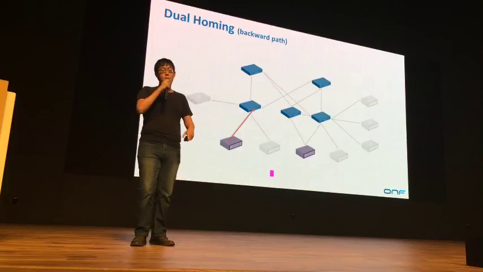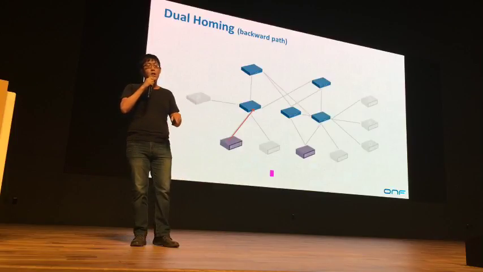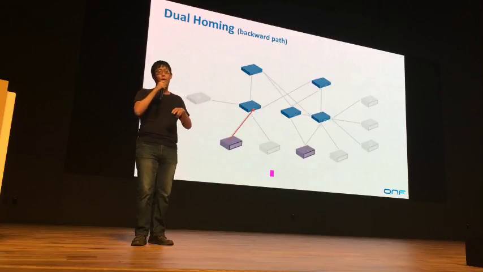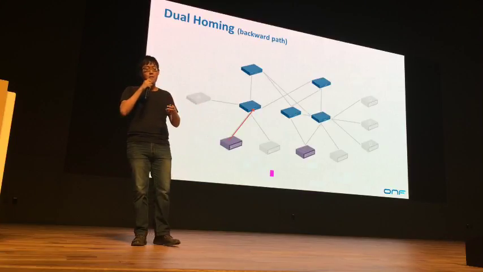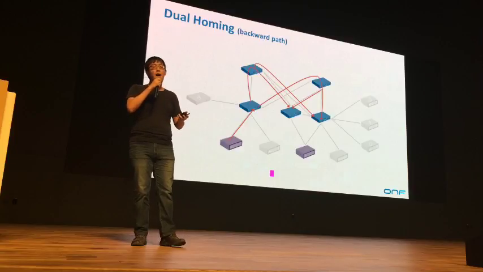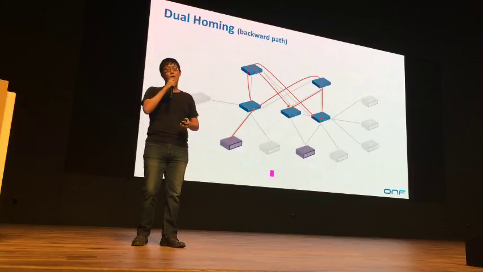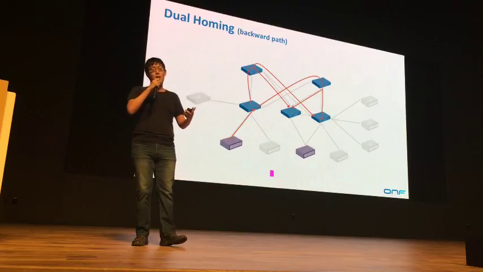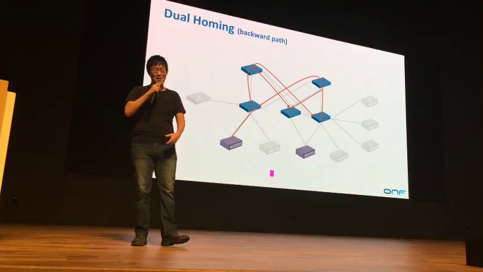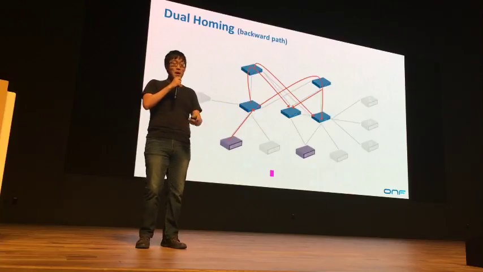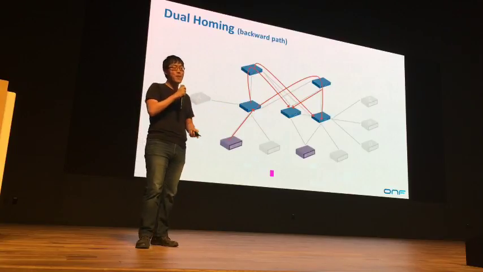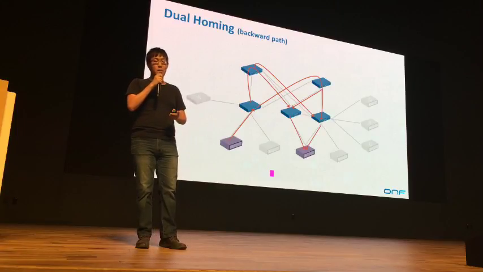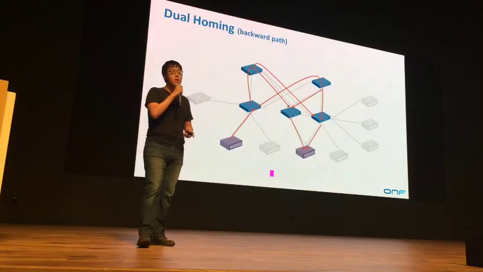So here's the special part. Here, we actually not only hash to two spines, we also hash to two different target leaves. So we will actually have four options here. You can go to spine one and then leaf one, spine two, leaf one, and so on. Anyway, you have four options to go to one of the leaf pair, and then go down to your target host.